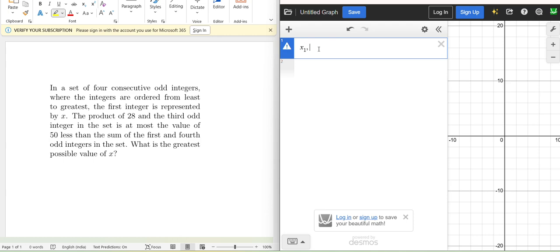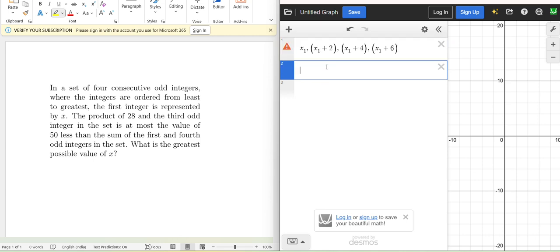So x1 is our first integer, and the second odd integer is x1 plus 2, then x1 plus 4, then x1 plus 6. This is our 4 consecutive odd integers in terms of x, from least to greatest. The question has told us up to here.